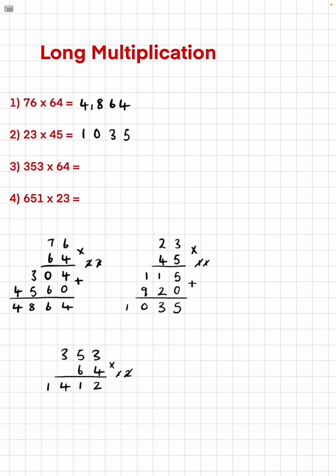Instead of doing 60 multiplied by 3, we're going to put the 0 here and do 6 times 3, which is 18. We put the 8 down, carry the 1. 6 times 5 is 30. Add 1 is 31. Put the 1 down and carry the 3. 6 times 3 is 18. Add 3 is 21.